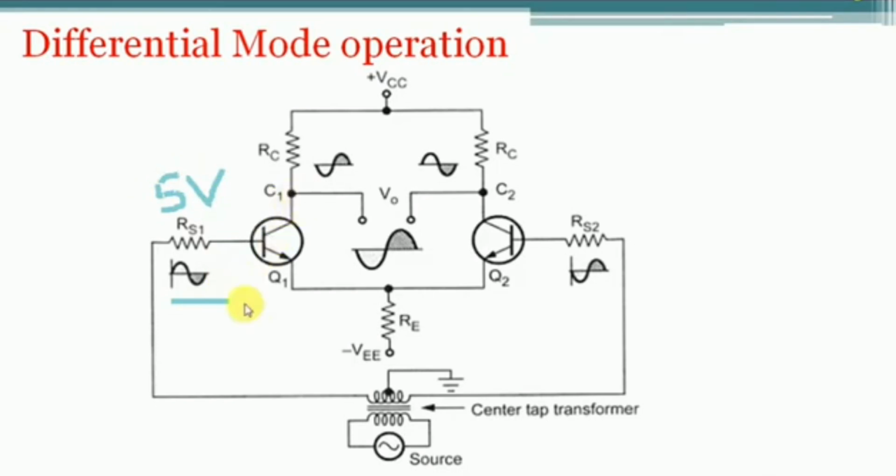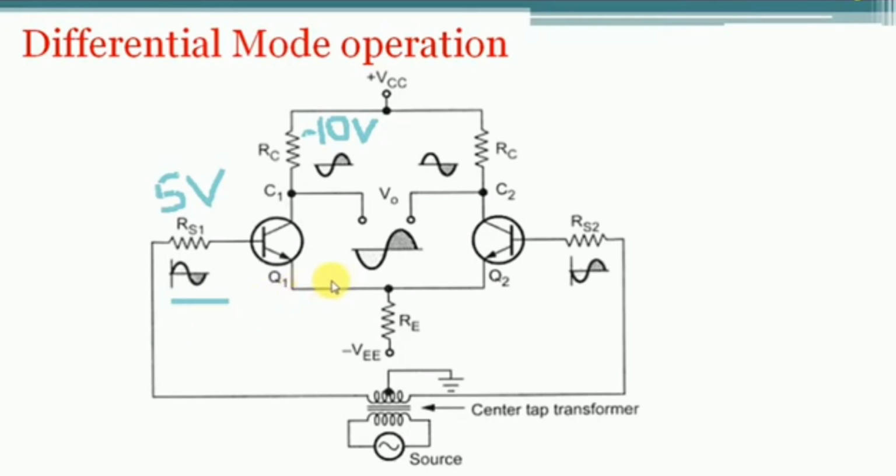Then at the collector terminal this signal amplitude will be amplified. I am assuming that a 10 volt signal is developed at the collector terminal. Since a positive going signal is applied at the base of transistor Q1, a negative amplified signal will be present at the collector terminal, that is, a minus 10 volt signal. Now let us see how the signal will be at the emitter terminal.